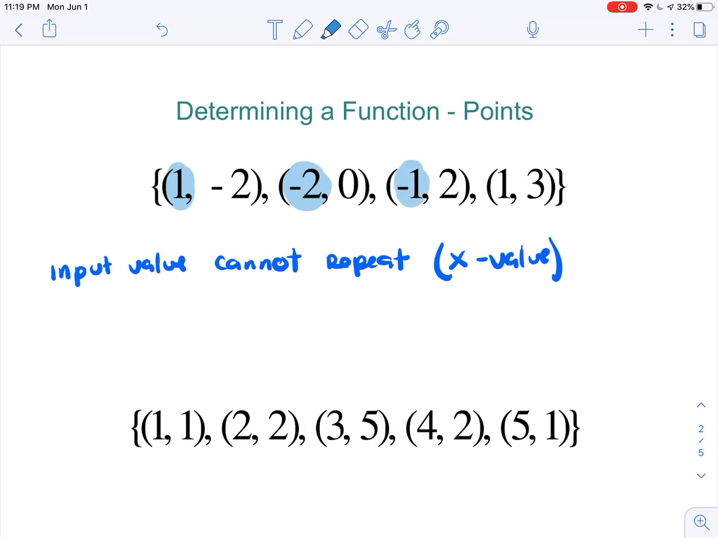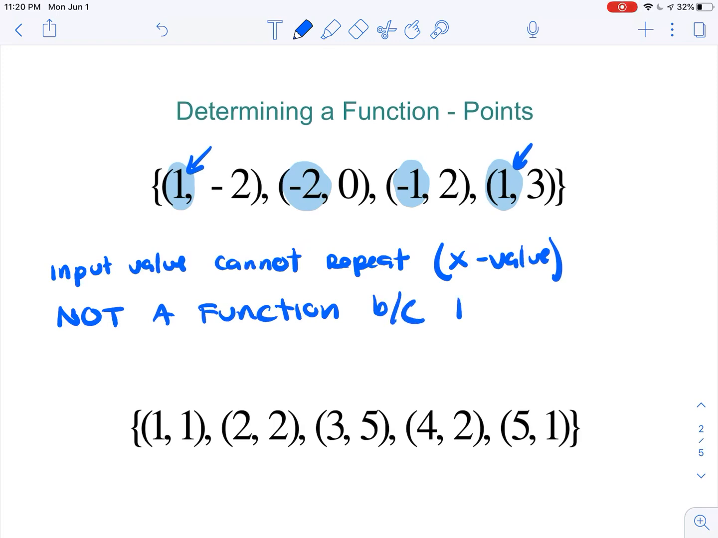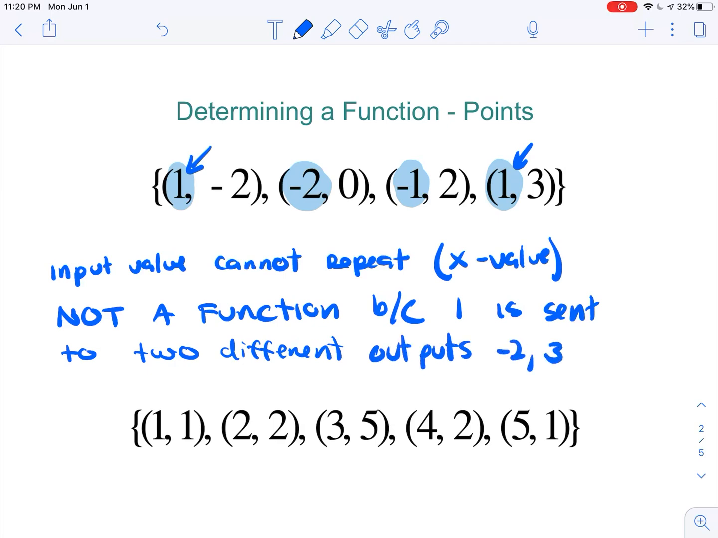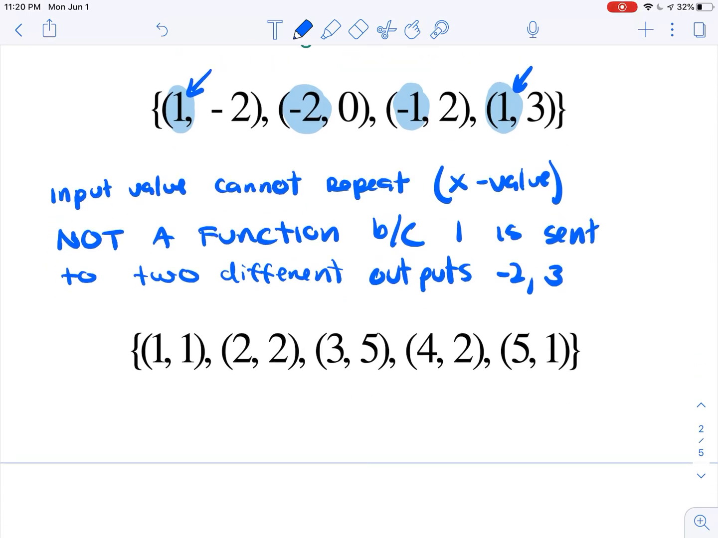All right, so let's take a look. We have 1, -2, -1, and 1. Does my x value repeat? And the answer is yes. This is repeated twice, so this is not a function, because 1 is sent to two different outputs, -2 and 3. So if your x value repeats, it is not a function.